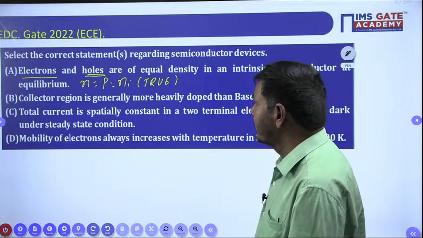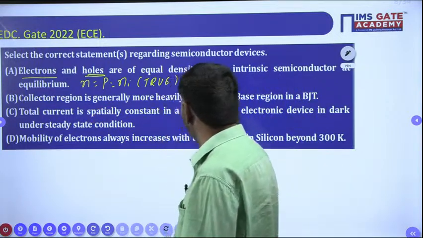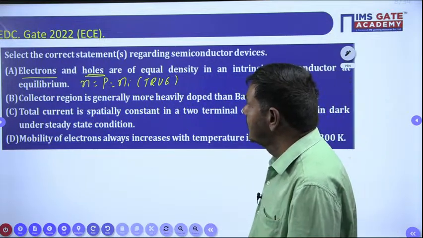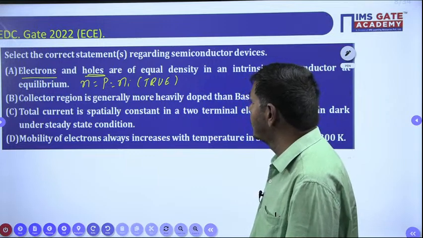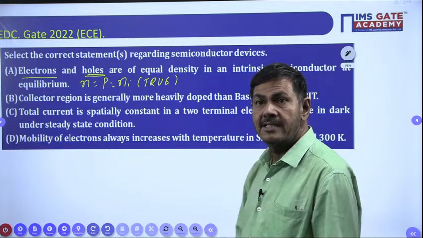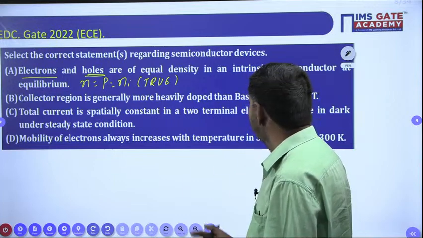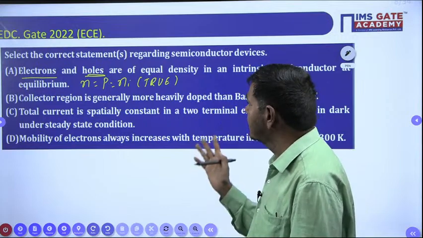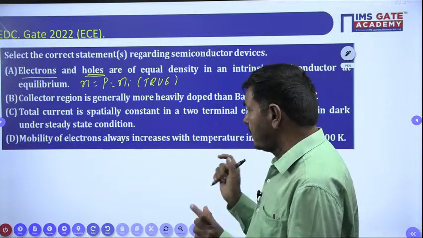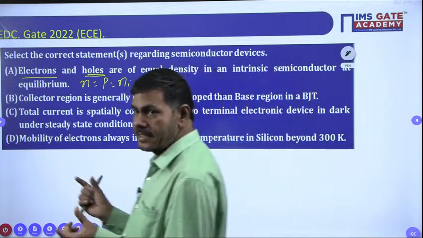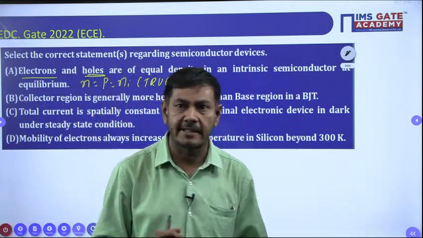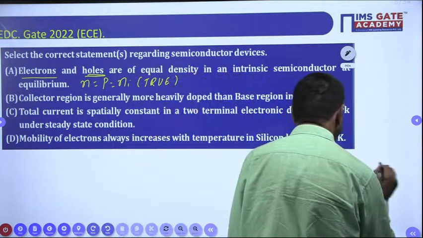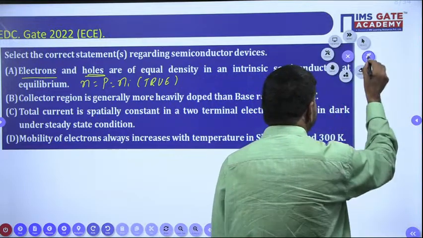We can understand clearly. Collector region is generally more heavily doped than base region in a BJT. Is it correct or wrong? Collector region is heavily doped, he says, as compared to the base region in a BJT. But that point is 100% false. If you take the structure of the transistor, you have emitter, base and collector. I am writing here now, you can understand clearly.